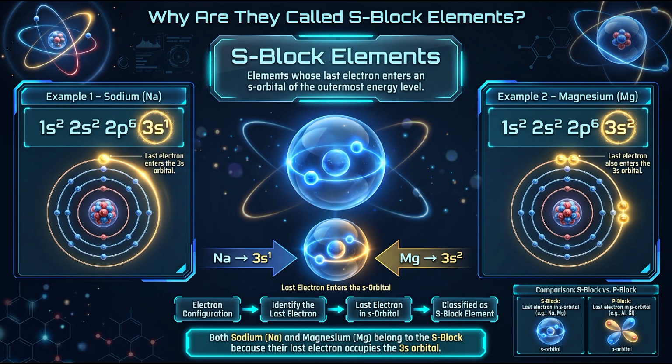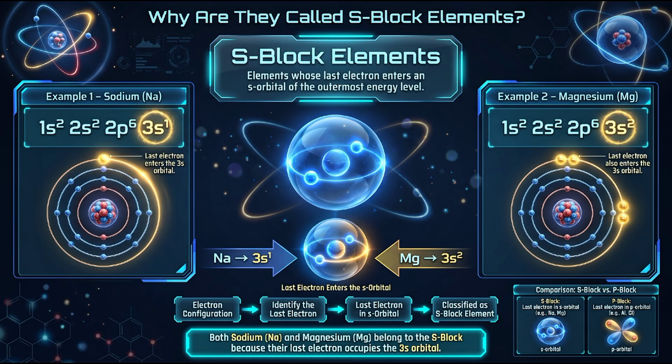Another important point is that the value of n, which represents the principal energy level, changes as we move down the periodic table, but the classification rule remains the same. Lithium ends with 2s¹, sodium ends with 3s¹, potassium ends with 4s¹, rubidium ends with 5s¹, cesium ends with 6s¹, and francium ends with 7s¹.